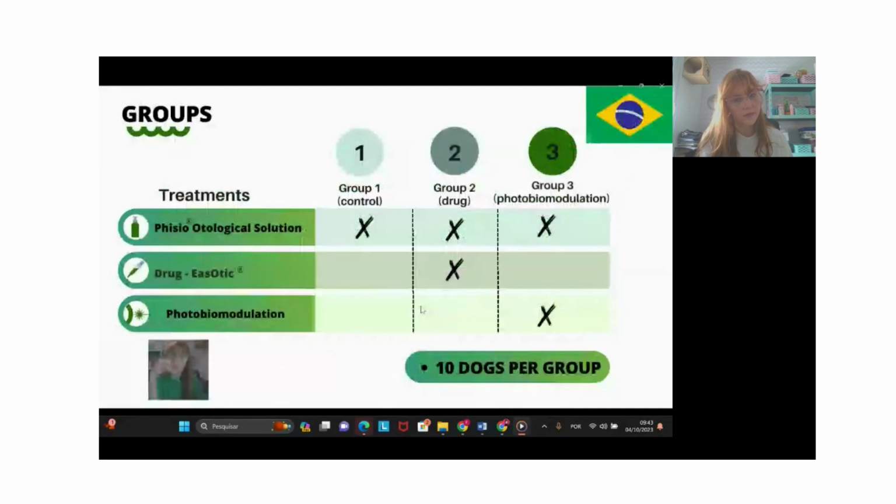So 30 dogs will be enrolled in 3 different groups with 10 dogs in each. The first group will be the control group. The second group will be the drug group. And the third group will be the photobiomodulation group.